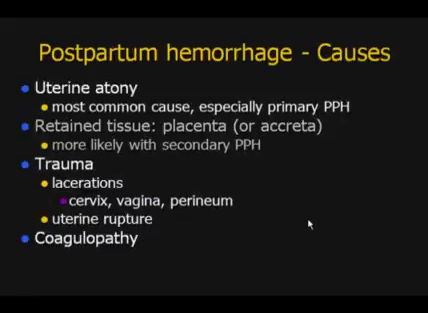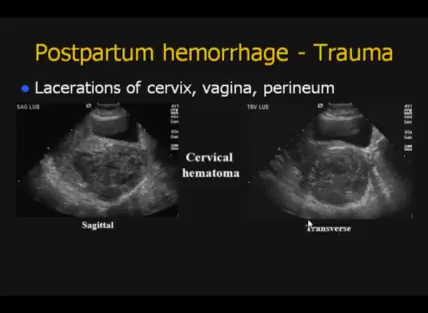The most common causes are these. Uterine atony is certainly the most common cause, particularly of primary postpartum hemorrhage. Retained placenta, or even you can occasionally get placenta accreta postpartum, is certainly a cause also, and often a reason that ultrasound is performed. This is a little more likely in the secondary postpartum hemorrhage, but also can occur with primary. And then the other causes to remember are trauma, that is lacerations to the cervix, vagina, or perineum. Occasionally uterine rupture, though not very common, and then coagulopathies can also be a cause of postpartum hemorrhage.